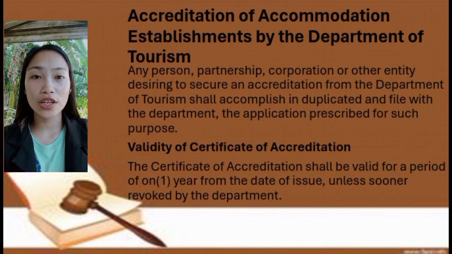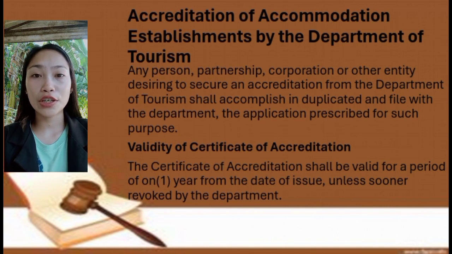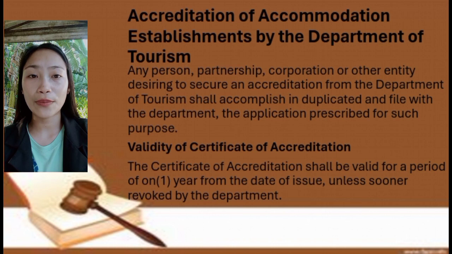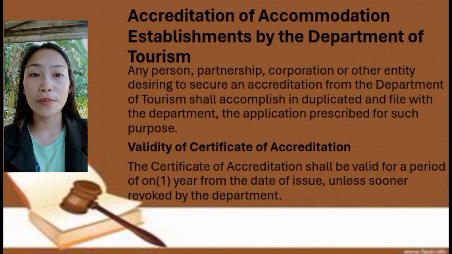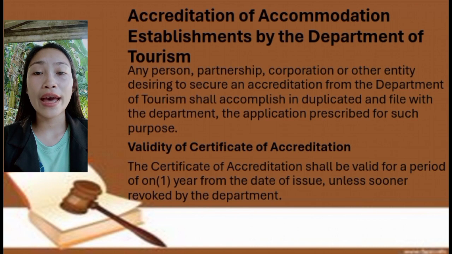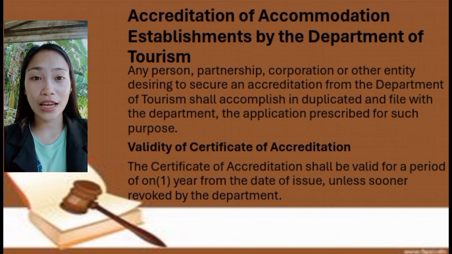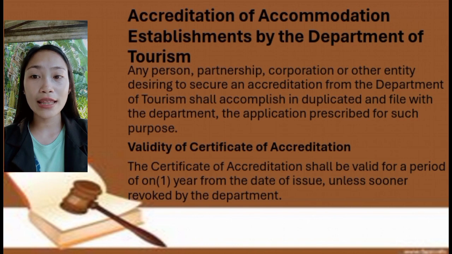Accreditation of accommodation establishments by the Department of Tourism. So, any partnership, corporation, or other entity desiring to secure an accreditation from the Department of Tourism shall accomplish in duplicate and file with the department the application prescribed for such purpose. Then we have validity of certificate of accreditation. The certificate of accreditation shall be valid for a period of 1 year from the date of issue unless sooner revoked by the department.